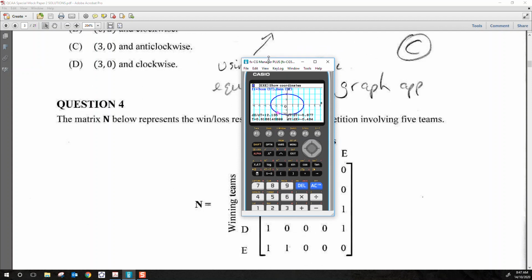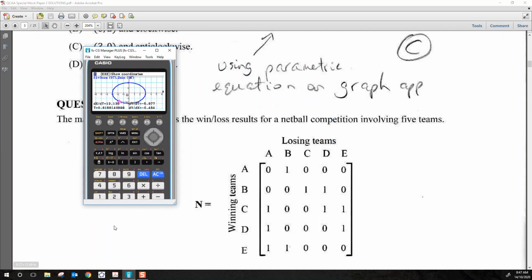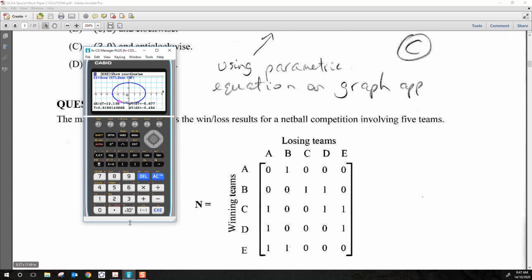Question 4. Oops, I scrunched my calculator a bit. Oh, now I broke the calculator.